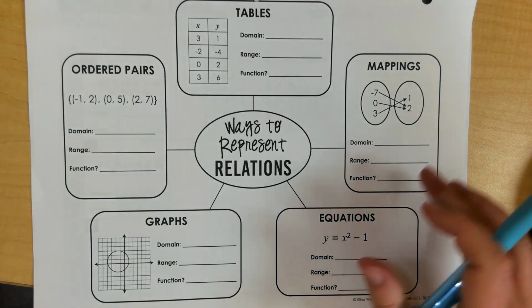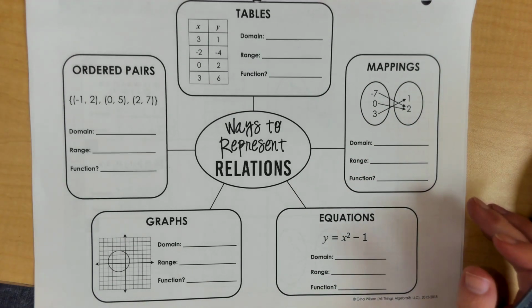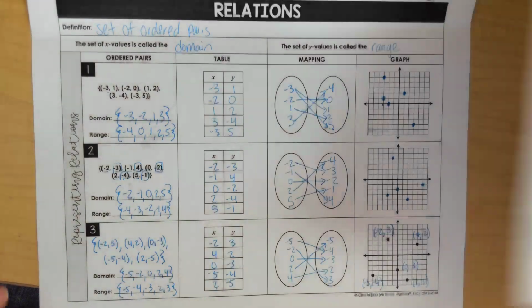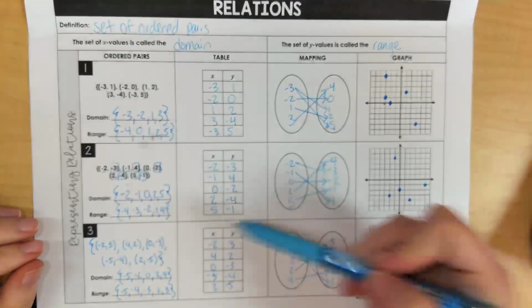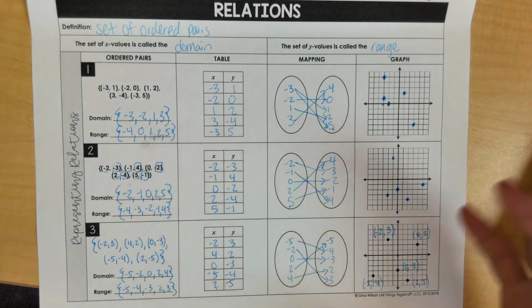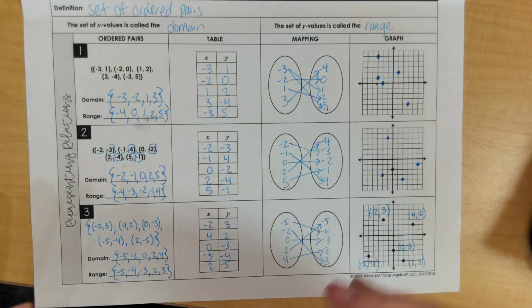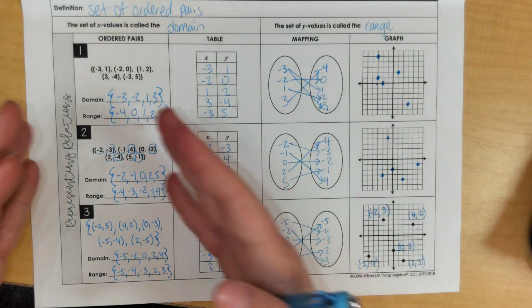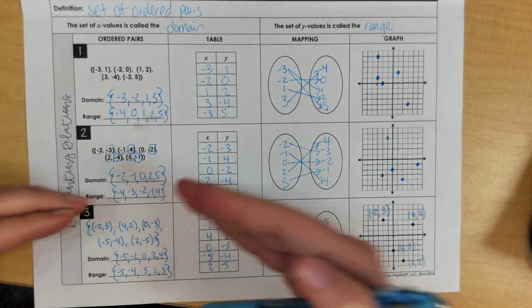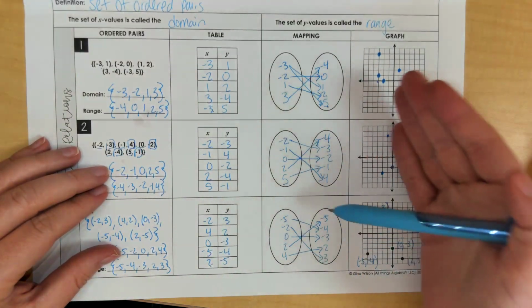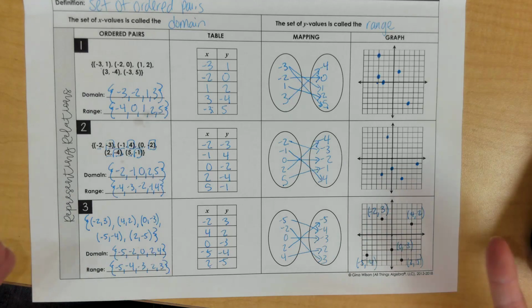So we're back to our ways to represent relations. In the last video we went through and discussed how to do a discrete set of relations, just a few points. How do we write them as an ordered pair? How do we split them into domain and range? Table, map, graph, how do we see that they're a function or not?